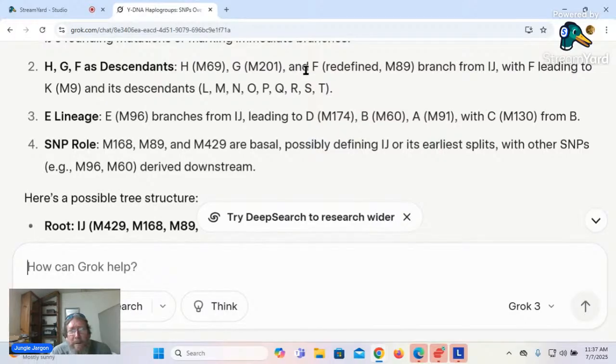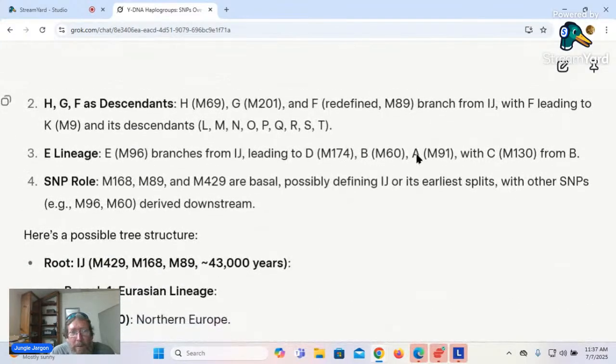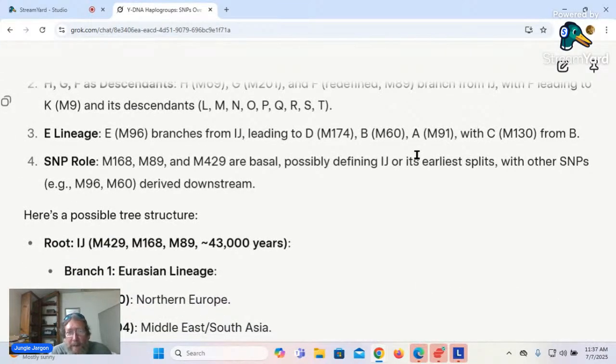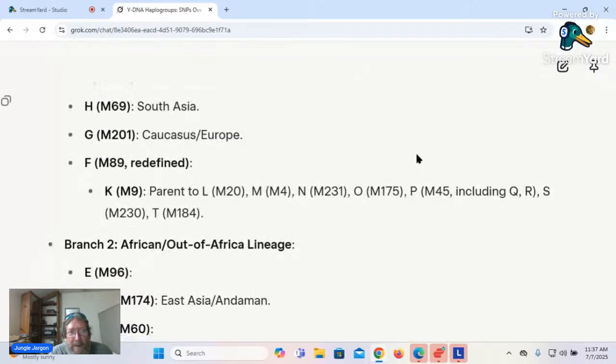H, G, F, M89. No, it's not M89. That's not a defining marker. And K is M9, right. But this M89 is a shared marker. I have to explain that too. M89 is a shared marker. It doesn't originate with it. So I have to explain everything. I have to go through and explain everything. It takes a lot of time.